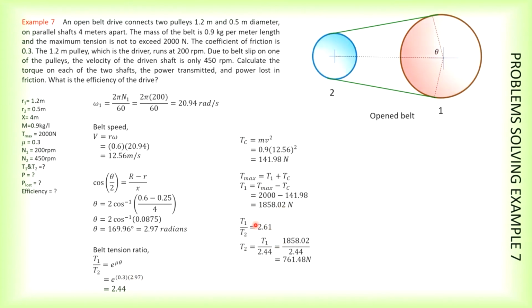So based on this, it should be 2.44. The belt tension ratio should be 2.44 here. Okay, so you got T1 and T2. Both of these are belt tensions, yeah. So the power transmitted by the belt can be found by this. So this is 13.77, that is the input power on this pulley here, the power input. So the next part is to find out the torque.